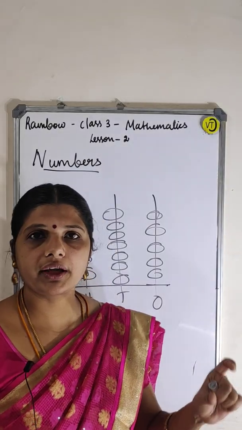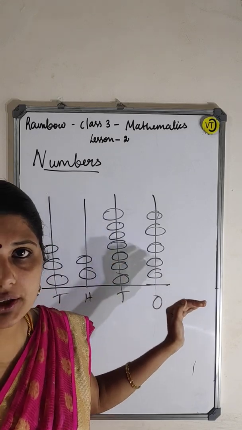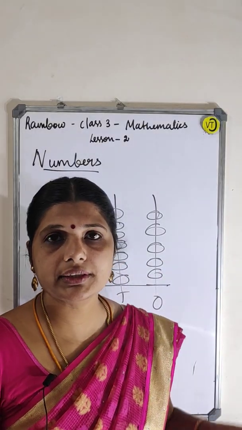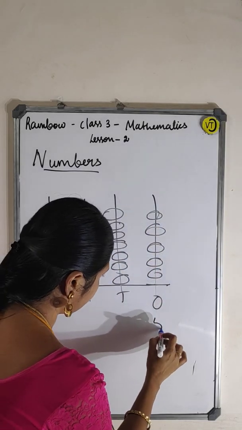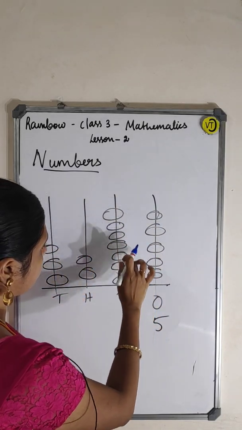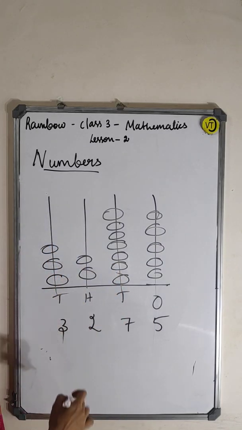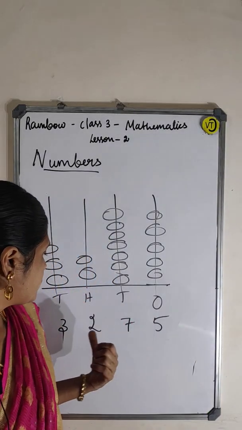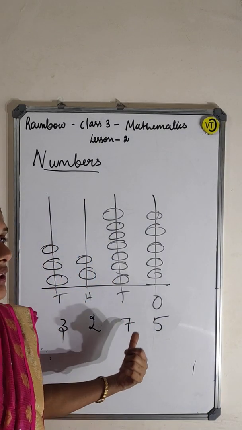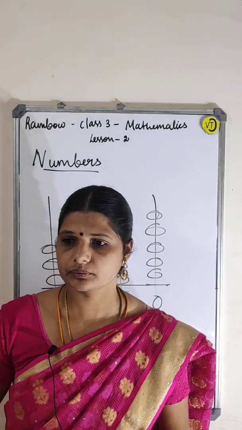Okay. How can you write? Now in the abacus you have the beads, right? Then you can write the numbers by seeing the abacus. How can you write? 1, 2, 3, 4, 5, 5, okay. 1, 2, 3, 4, 5, 6, 7, 7, okay. This is 2, this is 3. So what is the number here? How can I call this number? So 3275 is your number. Okay, you guys understand?